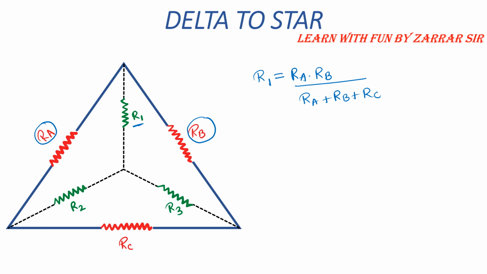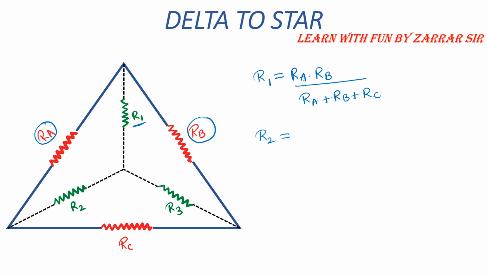So don't get confused between R1, RA and RB. Remember, whichever resistance you are finding, the resistances adjacent to it are the ones you need to write on the numerator side, and you need to write the addition of all the resistances in the denominator. Now similarly, if I want to find R2, what will be my R2?